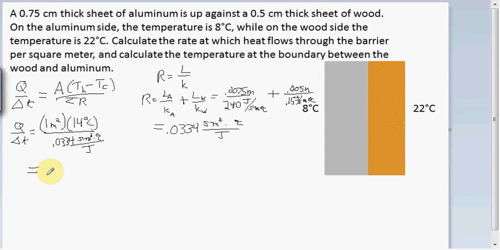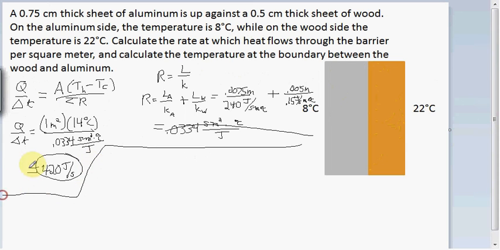And when we work all this out, we end up with 420 joules per second. So that is our answer to the first part. That's the rate at which heat flows through the barrier per square meter. Now for the second part.